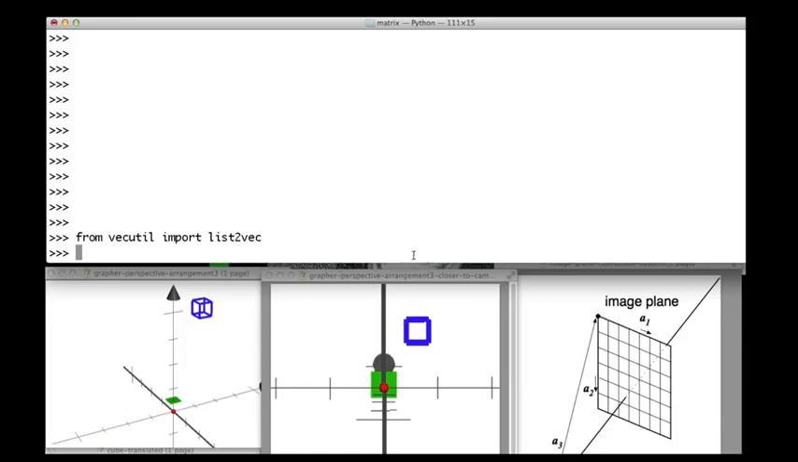So the first vector, A1, has a length that's that of a single pixel. This is 1 over 100. And it goes in the direction of the x-axis. The second vector has the same length, but goes in the direction of the y-axis. And the third vector goes from the origin to the top left corner of the sensor array, which looks like it should be at -1/2, -1/2, 1.